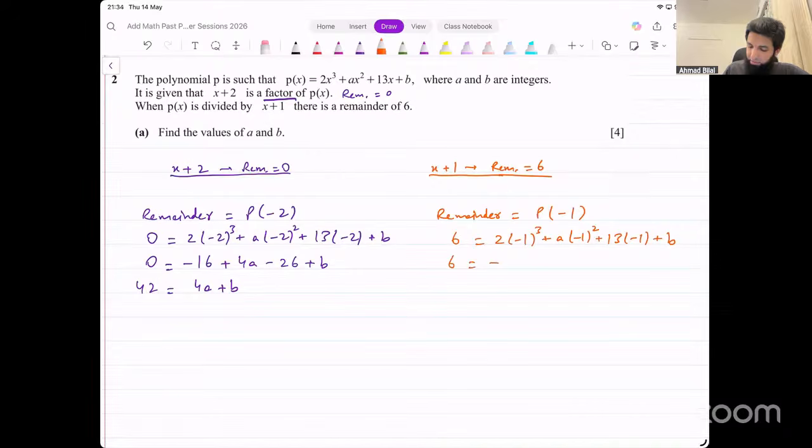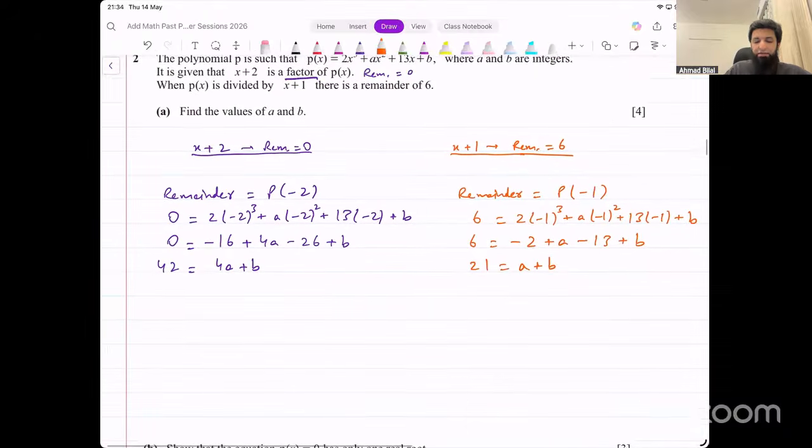6 equals minus 2 plus a minus 1 whole squared is a minus 13 plus b. Now that's what this simplifies to. What do we get from this? a plus b is equal to 6 plus 15 from the other side, and that will become 21. These are two equations that we've got.